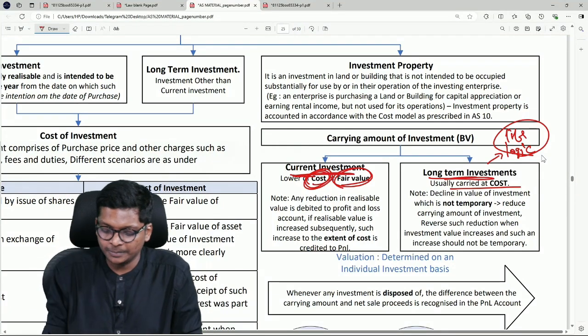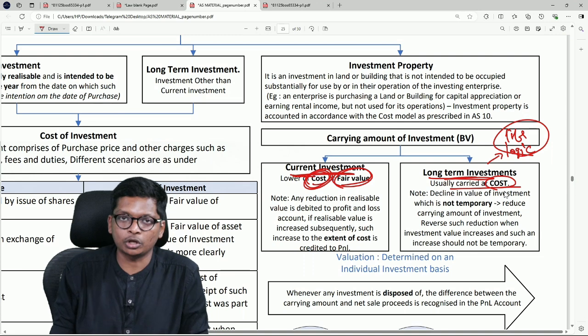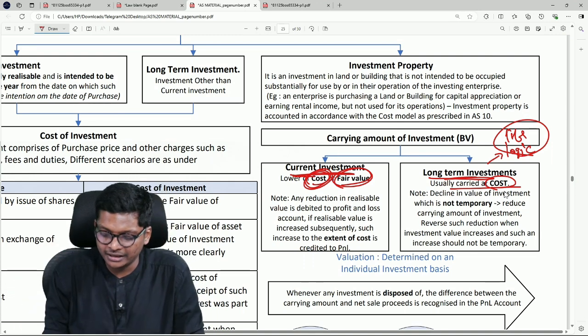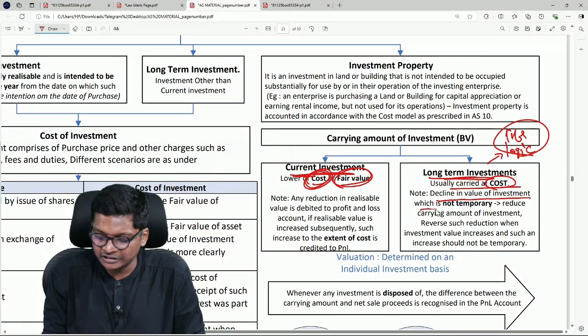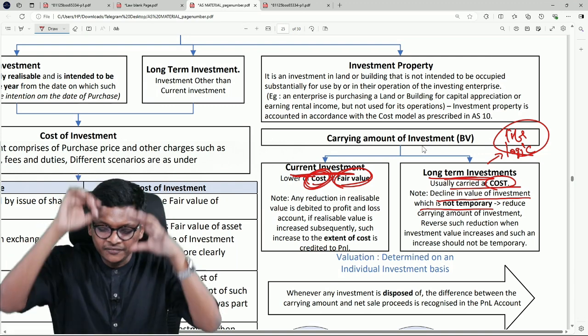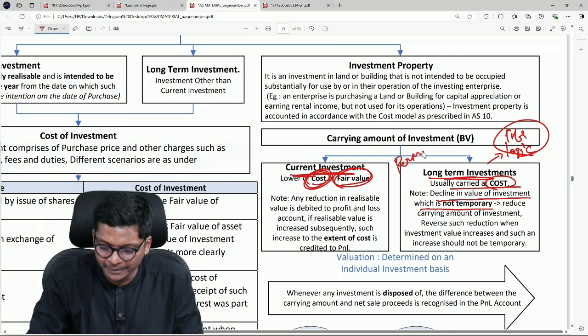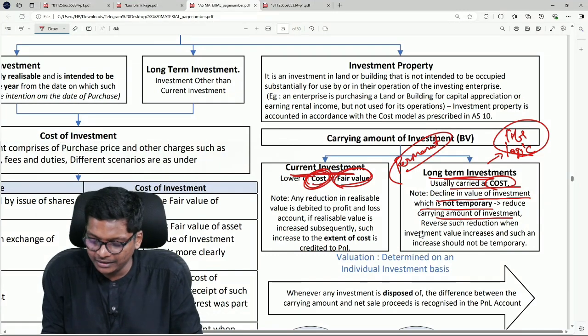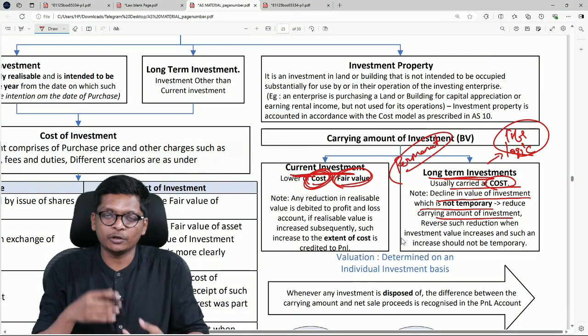That same concept is saying, always value at cost. Even if the market price falls below, ignore it. Decline in value of investment which is not temporary. He is saying only if the decline or fall is permanent, then you will write off the carrying amount of investment. Are you following, guys?